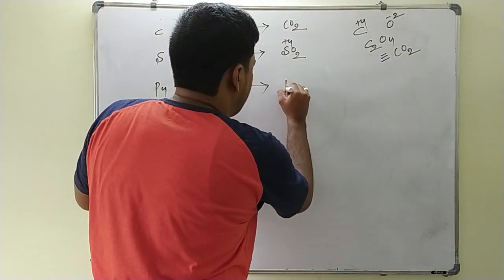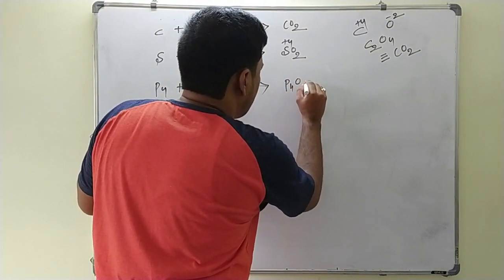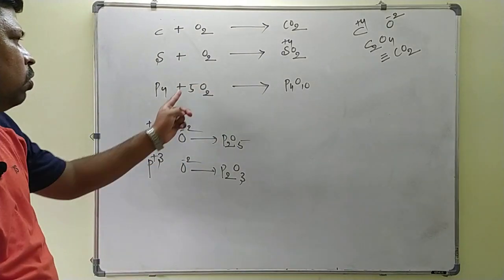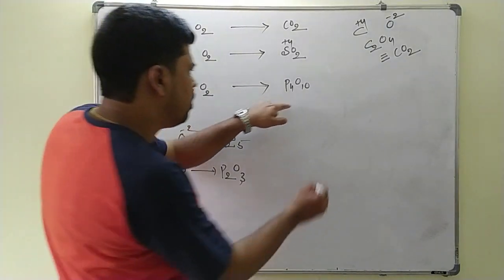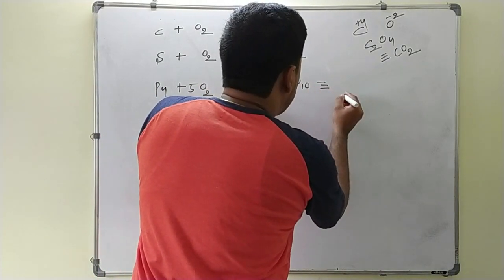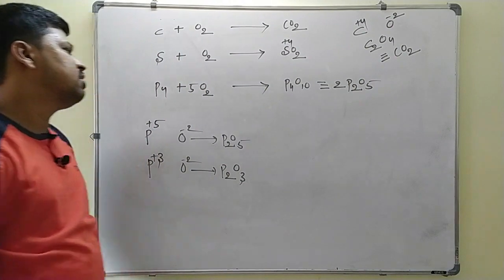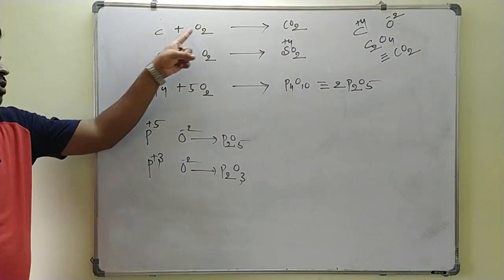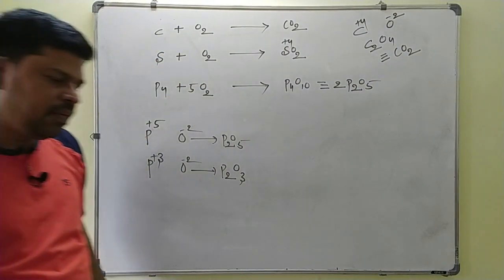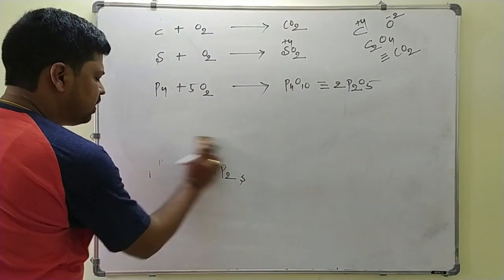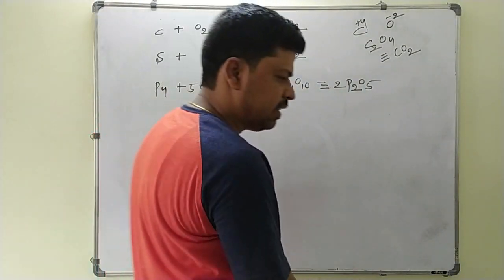This is nothing but they have written directly P4O10. P4O10 means you have to take 5 times O2, so that the total is 10 oxygen. This P4O10 is nothing but equivalently written as what? 2 times P2O5. This is the reaction of oxygen with the non-metals. Now with the compounds it will react like this.